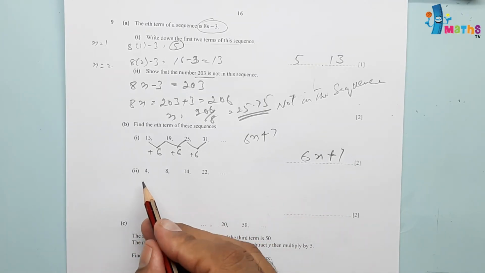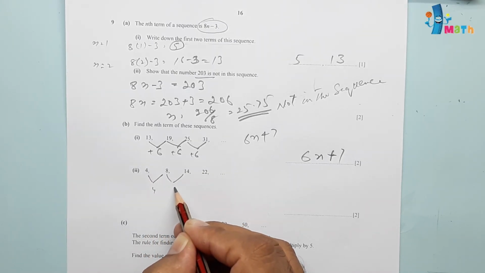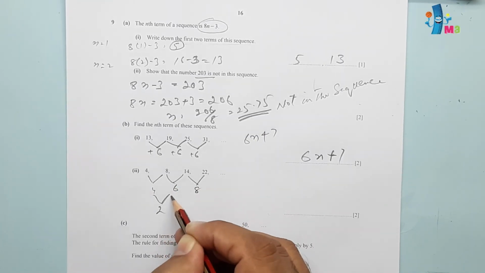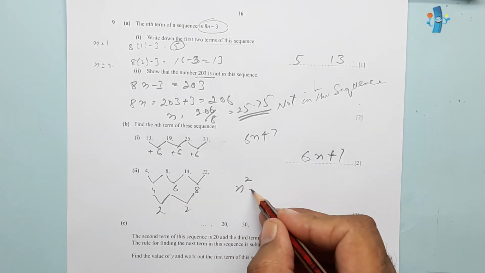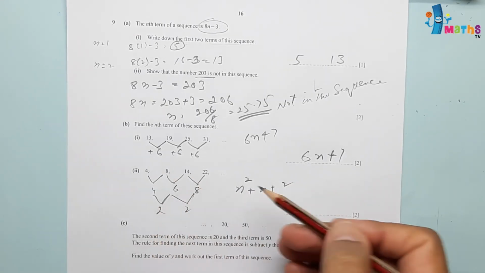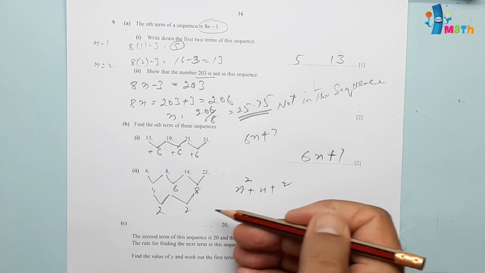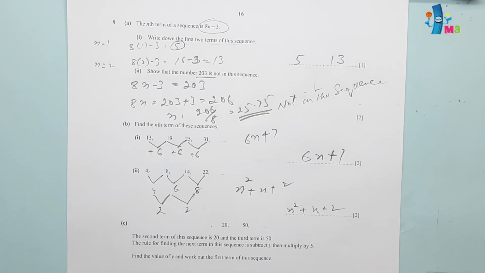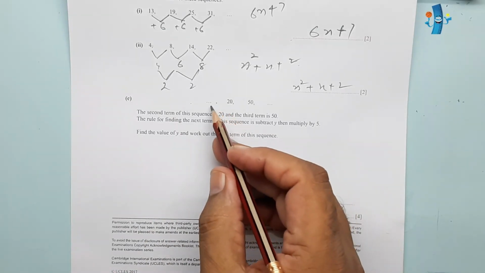Now the second one. If we check, the difference between 8 minus 4 will be 4, 14 minus 8 will be 6, and the difference between these two will be 8. The second order difference is the same, which is 2. So we'll be taking n square plus n plus 2 and check for this one. For the first term it will be 1 square plus 1 plus 2, which is 4. For the second, third and fourth terms also we can check, this will satisfy the formula, so you can write this as the formula.